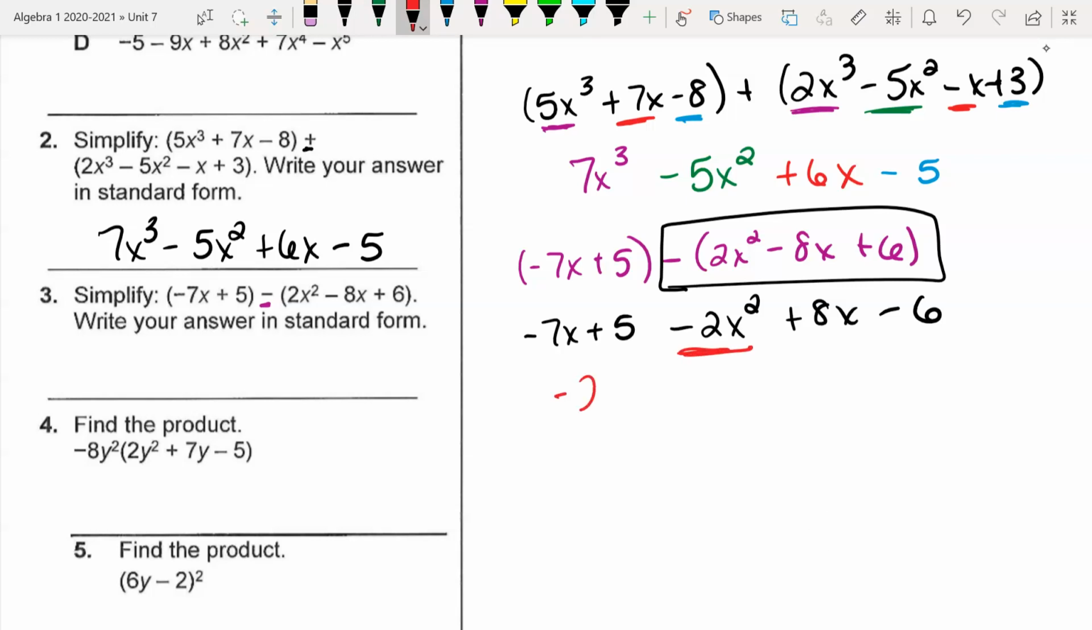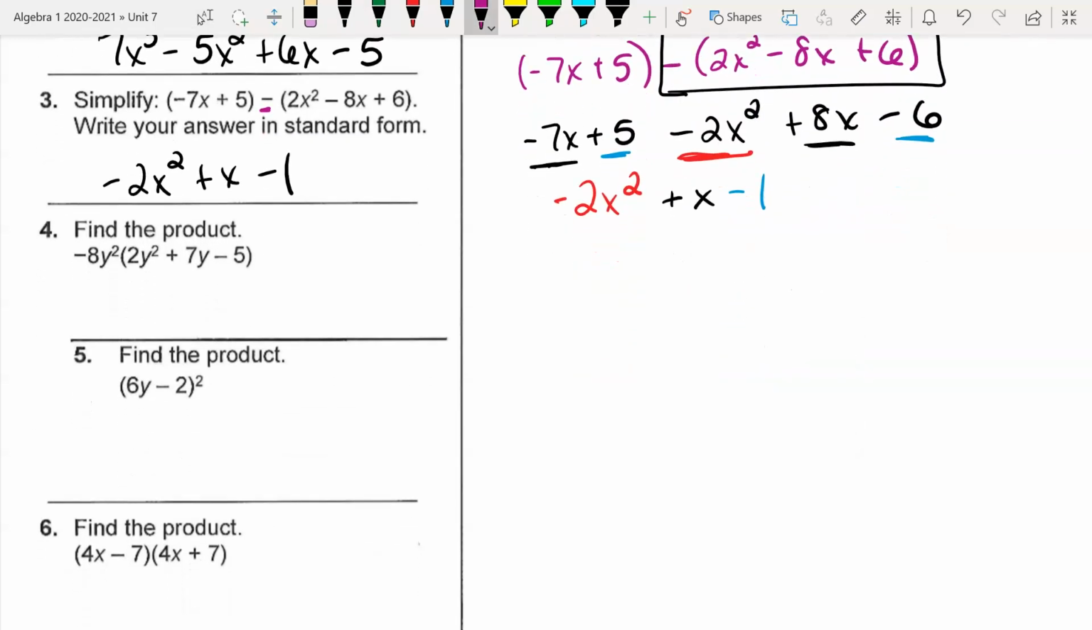So negative 2x to the second is first, and there are no other 2x to the second, so we leave that there. Negative 7 plus 8 would be a positive 1, so we just put 1x. And then 5 minus 6 would be a negative 1, so I would have negative 2x to the second plus x minus 1.